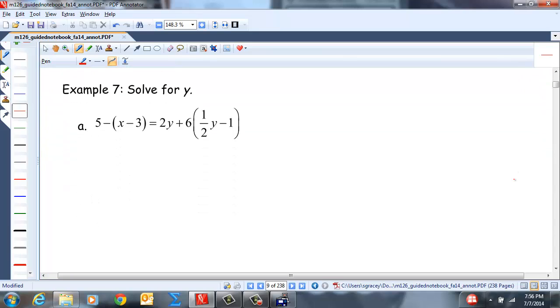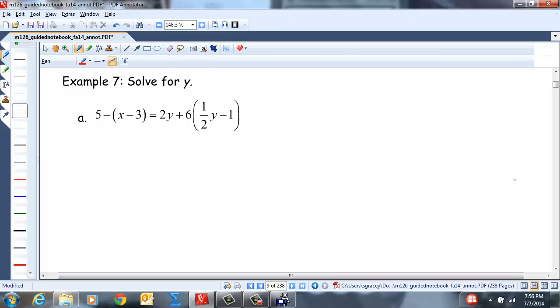Example 7. Here's just some things so that we can practice isolating y. So here, first of all, we want to get rid of the parentheses. So the negative will distribute through, so we'll have 5 minus x plus 3 on the left side equals 2y. 6 times 1/2 y is 3y, and 6 times 1 we'll have minus 6. So combining the 5 and the 3, I have 8 minus x. 2y and 3y are like terms, so we'll get 5y minus 6.